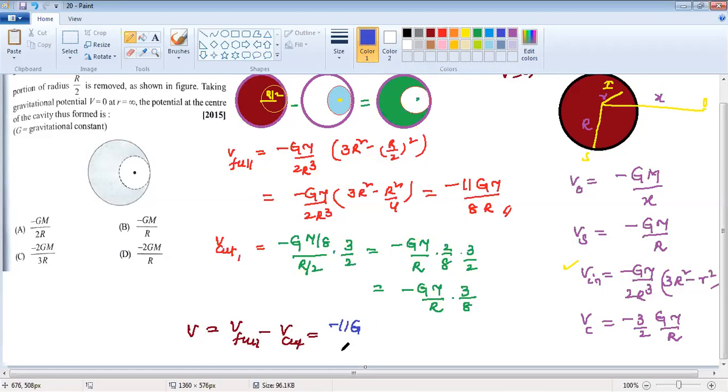Minus 11 GM by 8r. This is minus of minus 3 GM by 8r. So finally we'll get minus of minus plus 11 plus 3, 11 minus 3, 8, minus 8 GM by 8r. Now our answer is minus GM by r. This is your answer. Then option B is correct.